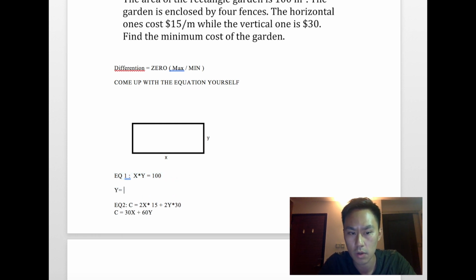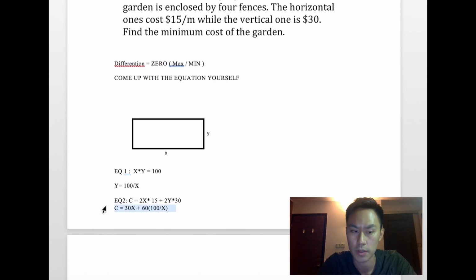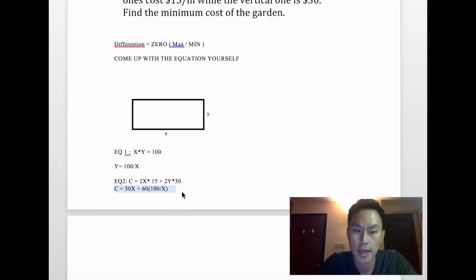So y equals 100 over x. The reason I want to do that is because I want to substitute this back into the y right here, because I don't want to see y. Then we'll have this equation. Do you get that? Am I going too fast? So you all follow, right? Good. And what you do is you solve this equation.